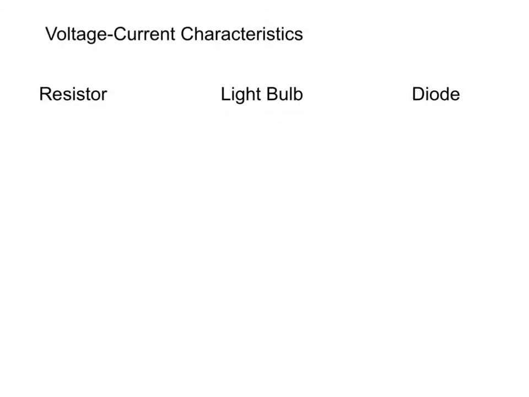In this short video tutorial, we will look at the voltage against current characteristics for three common components in electrical circuits. I'm going to start off with the resistor. So if I draw some axes, in this instance I'm going to plot current on the x-axis, voltage on the y-axis.